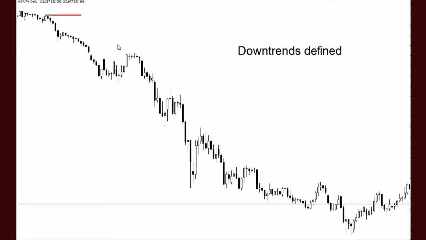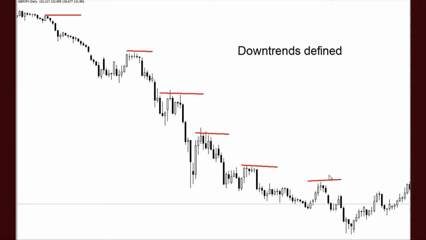All right, so let me erase these two lines. So this is our starting high. This is a lower high here. This is a lower high here. This is a lower high. This would be the next lower high, this would be the next lower high, and this would be the next lower high.